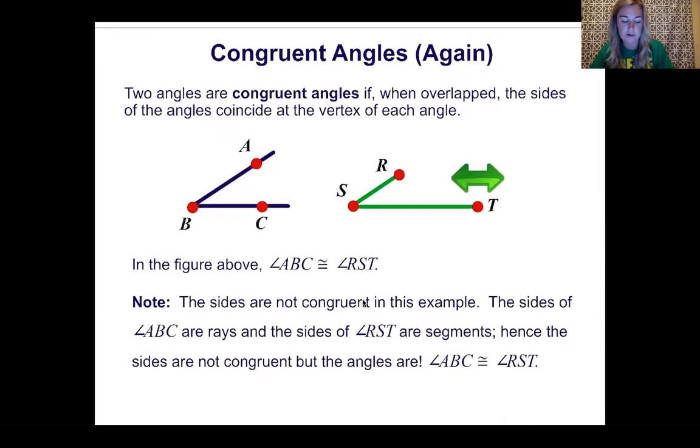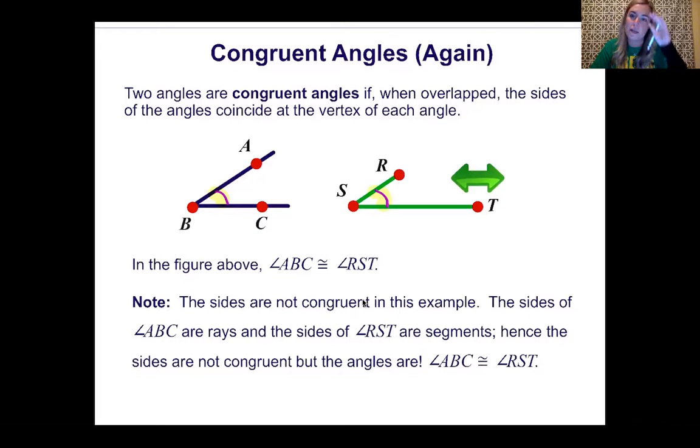Talking about congruent angles, two angles are congruent if when overlapped, the sides of the angles coincide at the vertex of each angle. What exactly does that mean? If you look at this picture, this angle right here is going to be the exact same as this angle right here, which we can note with little lines to show that they're the same.